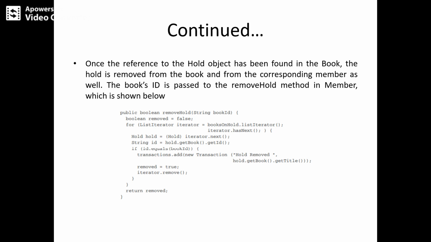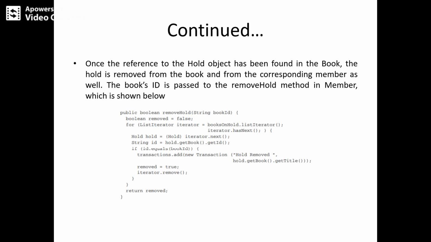So both will be checked here, because whenever the removeHold method executes in the member, we need to check all the transaction details of transaction add. So in that new Transaction, the hold removed will be taken, comma hold dot getBook dot getTitle of the particular book. So removed equal to true. Once this condition is passed, we need to set removed equal to true. Then iterator dot remove method will be called, so that the book will be completely removed. Now close this if condition.